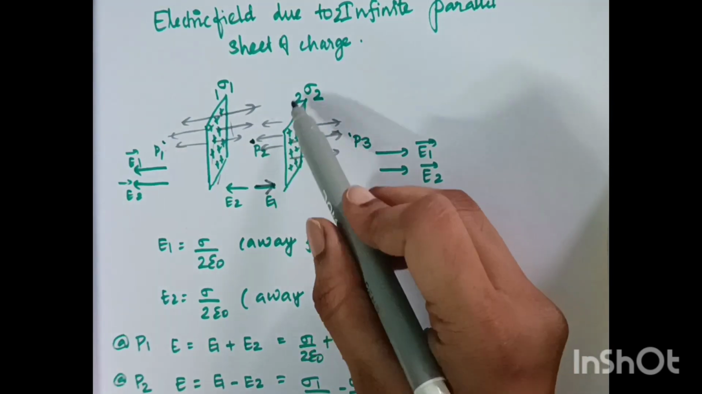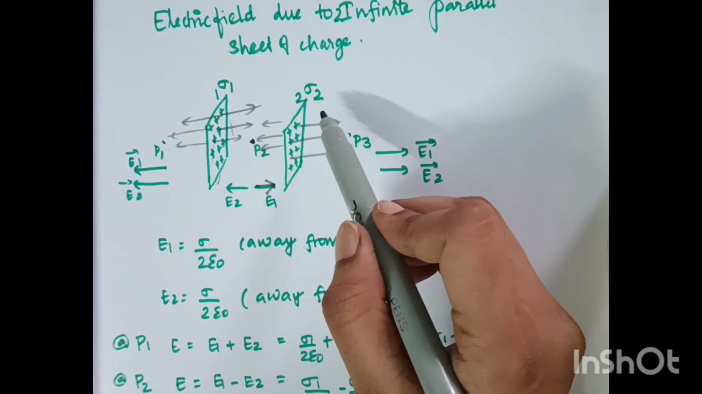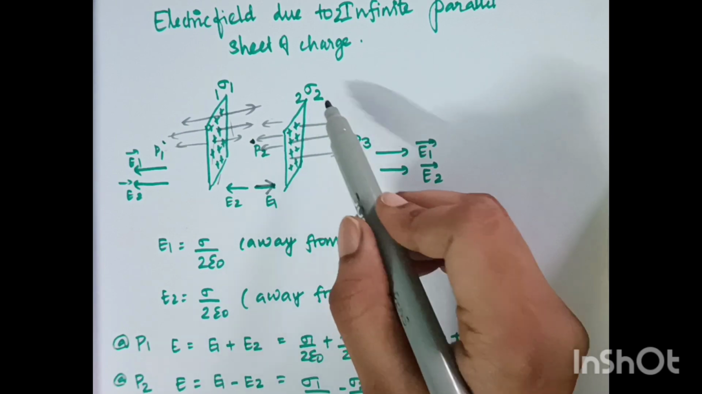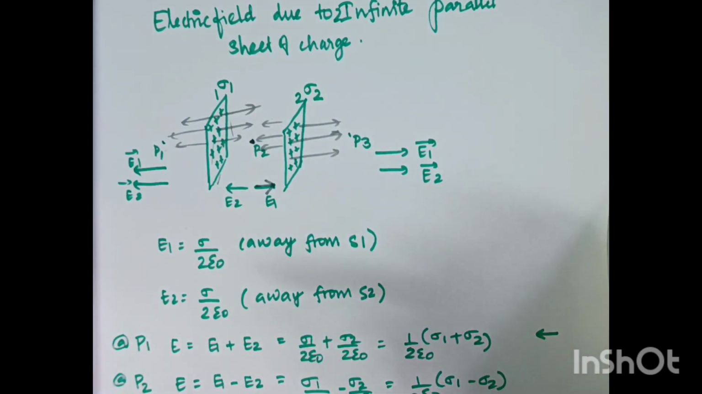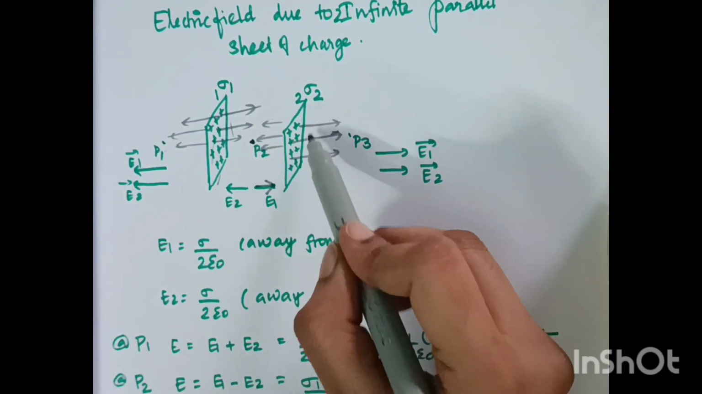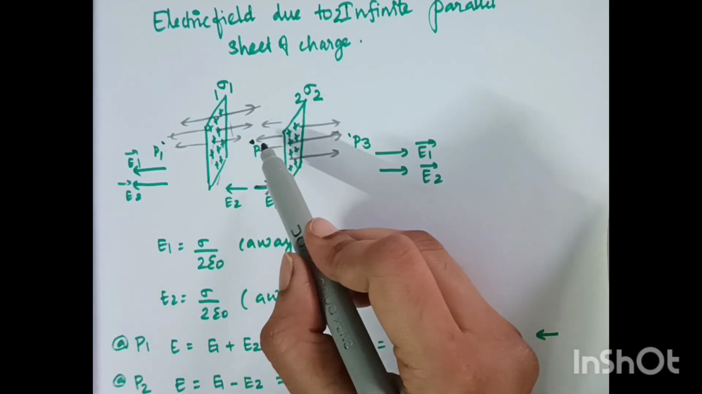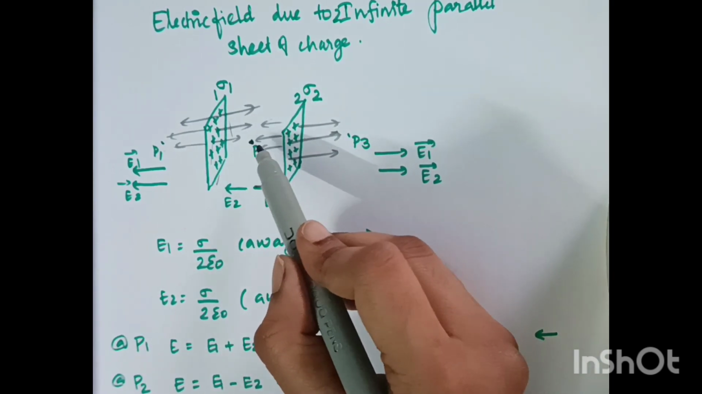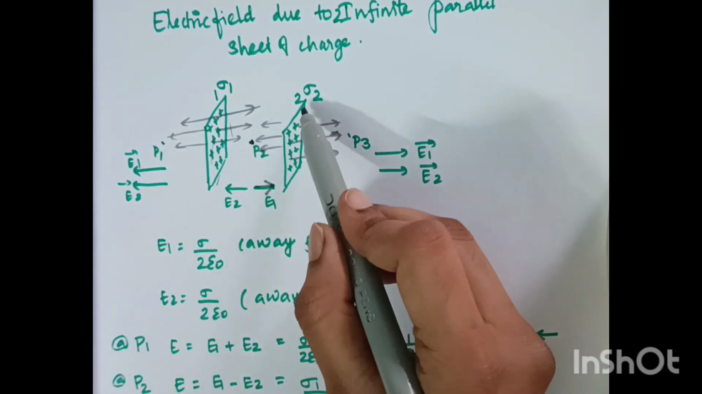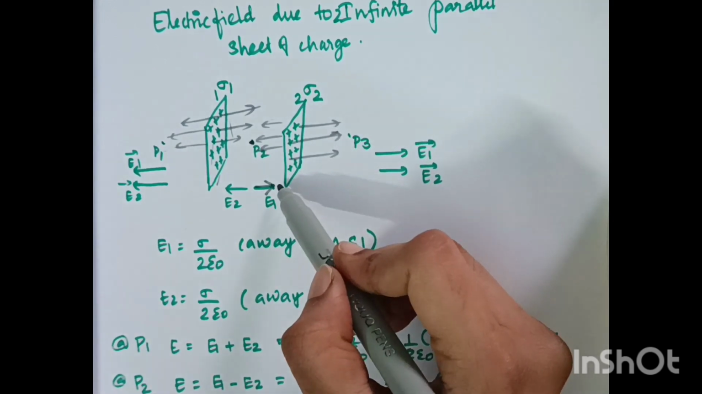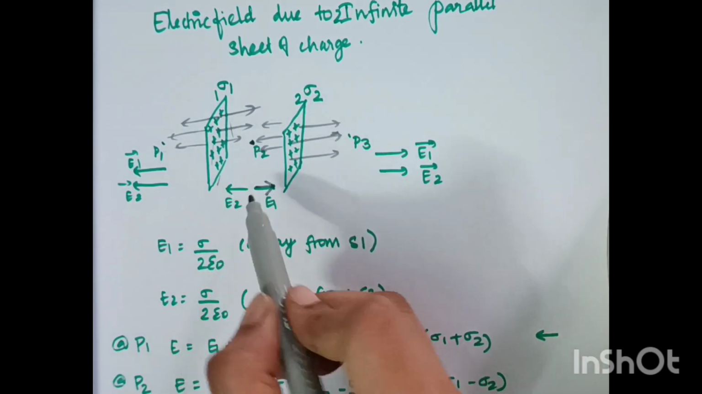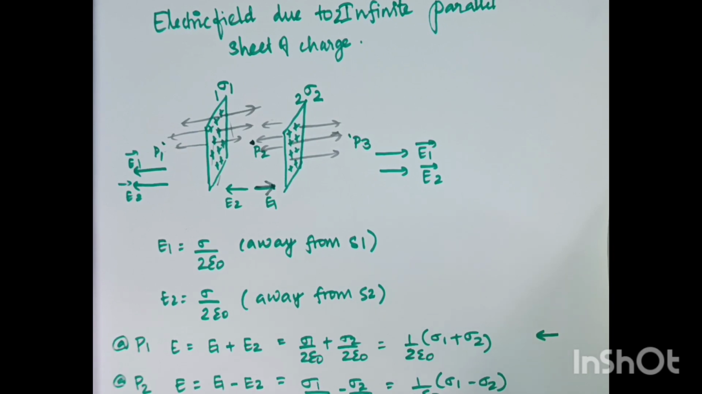Similarly, if we take sigma 2, because of the charges in the sheet 2, this point is located towards the left of this sheet 2. So again how will the electric field lines be directed? Away from these charges. So what will be the direction of electric field? It is towards left. So E2 is towards left.